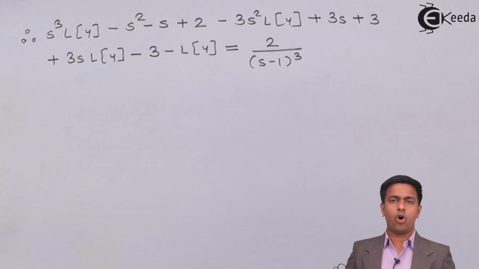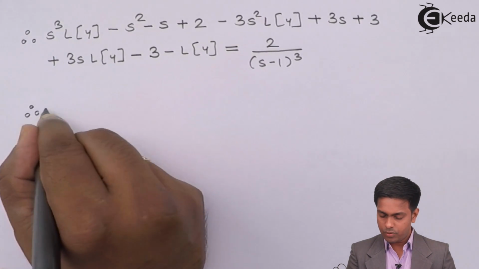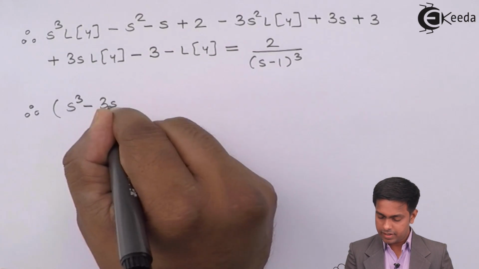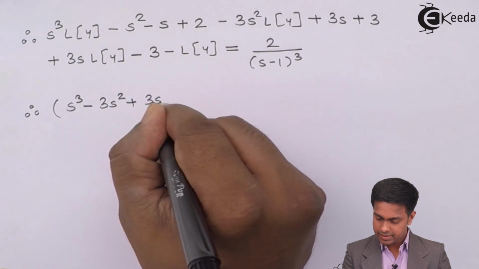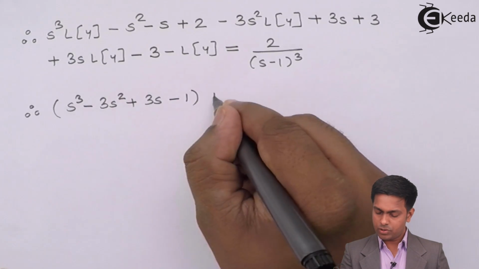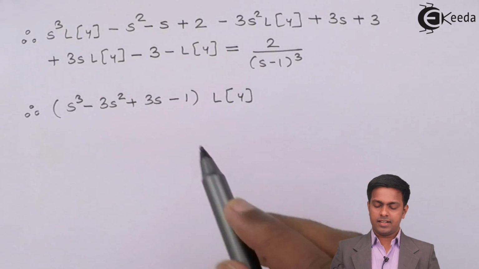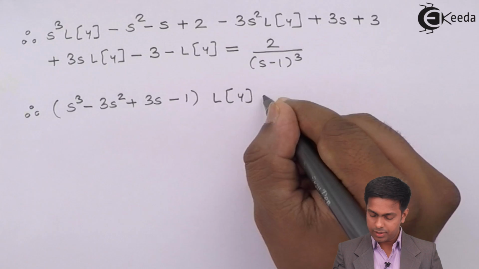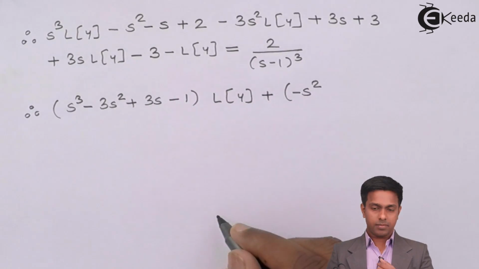Now guys, let's take all the Laplace of y terms together. So we'll get, therefore, s cube minus 3s square plus 3s, and here minus 1, into Laplace of y. Next, let's take the remaining terms together. So negative s square, that is the only term, so here I'll write plus, in the bracket, minus s square.